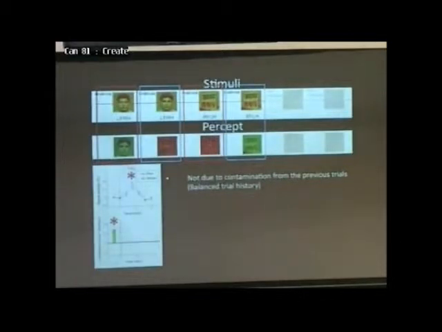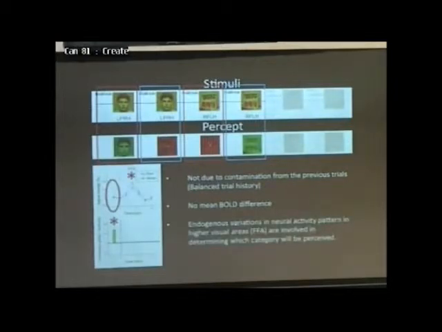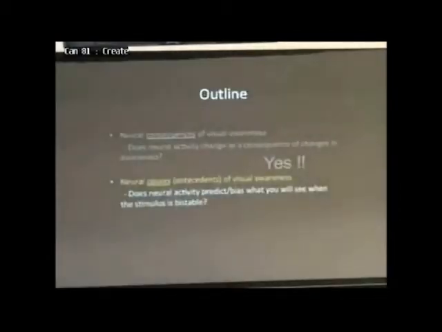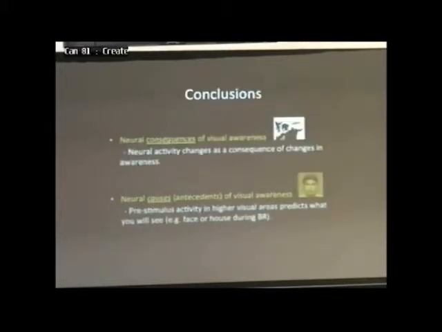But anyway, this finding shows that, and also this is not due to any contamination from the previous trials, because we post-hoc balance all the trial history, and I can tell you more detail later how we do this. Just to note, there's no mean difference, only pattern difference, suggesting that there are endogenous variations in neural activity pattern in this part of the cortex, which are involved in determining which category will be perceived. So to conclude, to answer the question, does neural activity predict or bias what you're going to perceive when the stimulus is bistable? The answer is yes.